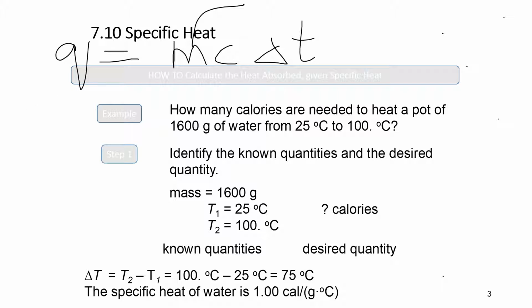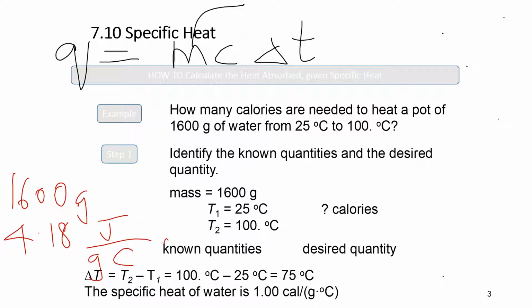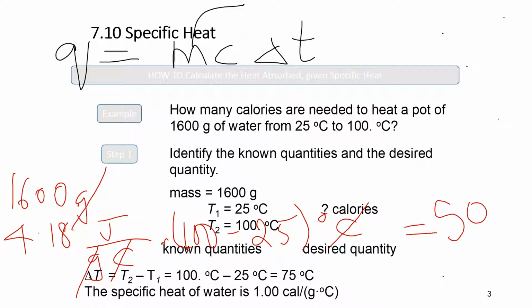So we're using Q = mcΔT: 1,600 grams times 4.18 joules per gram Celsius times 100 minus 25, which is the 75 degrees C. Degree C gets cancelled. Grams gets cancelled. So you are left with this, and we get an answer of 501,600, and that is in joules.